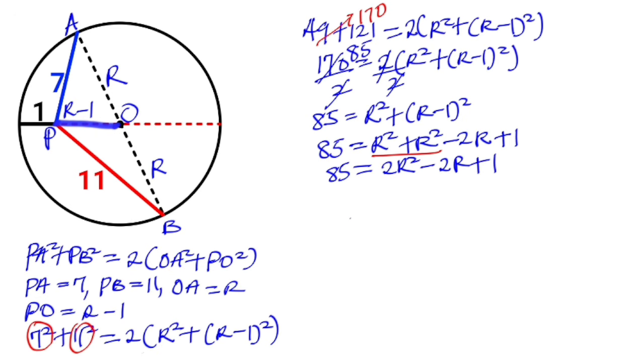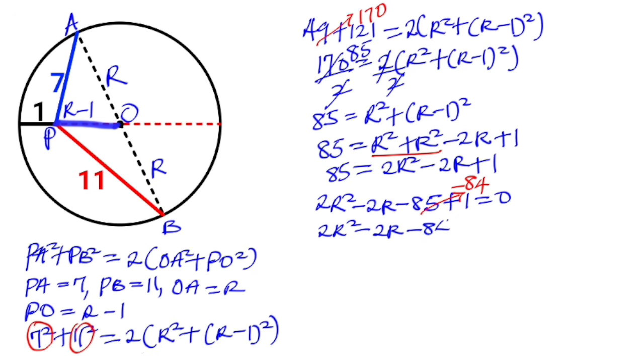Rearranging this will give us 2R squared minus 2R minus 85 plus 1 is equal to 0. Negative 85 plus 1 is negative 84. And we are left with 2R squared minus 2R minus 84 is equal to 0. And this forms a standard quadratic equation.